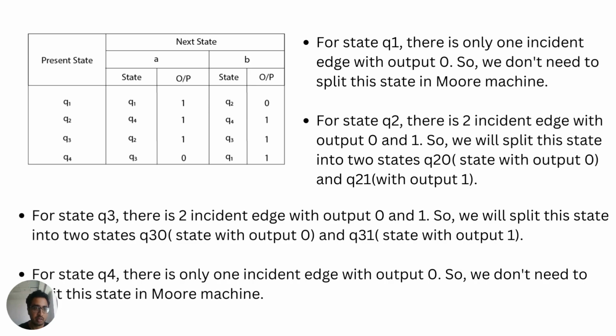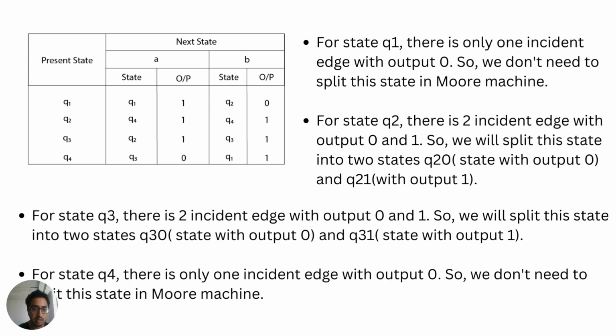Here is the present state, defined as Q1, Q2, Q3 and Q4, and these are divided into two columns. If we take input A in Q1, it will remain at Q1 and its output will be 1. Similarly, if we take input A in Q2, it will go to Q4 state and its output will be 1. Like if we take input A in Q3, it will go to Q1 and its output will be 1. In Q4, if we take input A, then it will go to Q3 and its output will be 0.